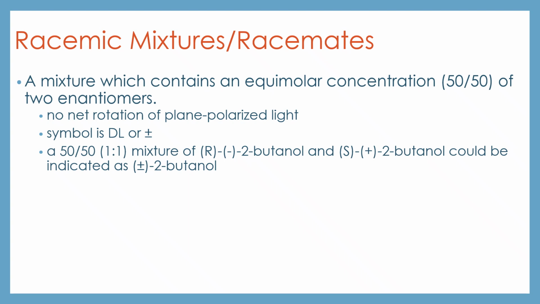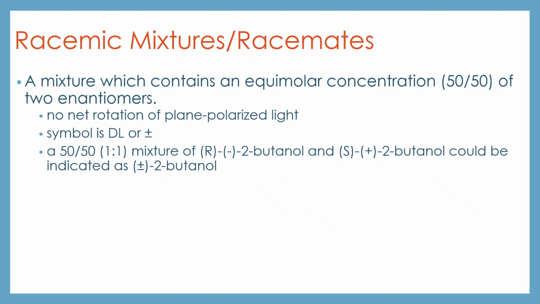Okay, lastly, if you have a mixture that contains an equal molar concentration, or a 50-50 mixture, of two enantiomers, we call it a racemic mixture or racemate. And this happens sometimes as the outcome of specific chemistry. And you'll see this actually in chapter 7. We're going to learn about different substitution and elimination reactions. And the substitution reactions specifically have really interesting stereochemical outcomes.